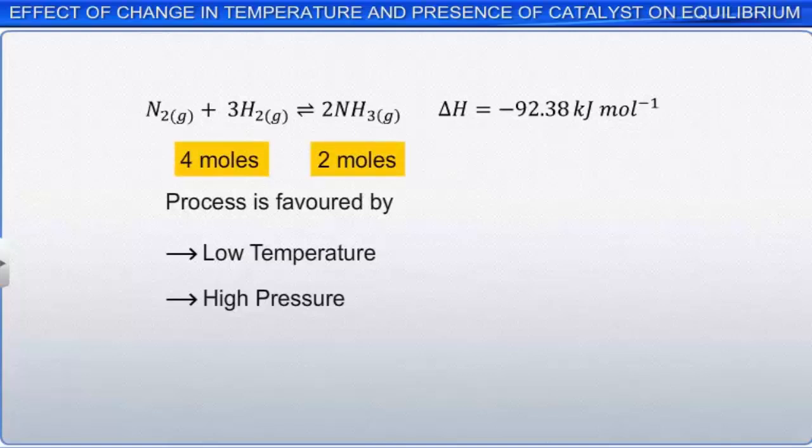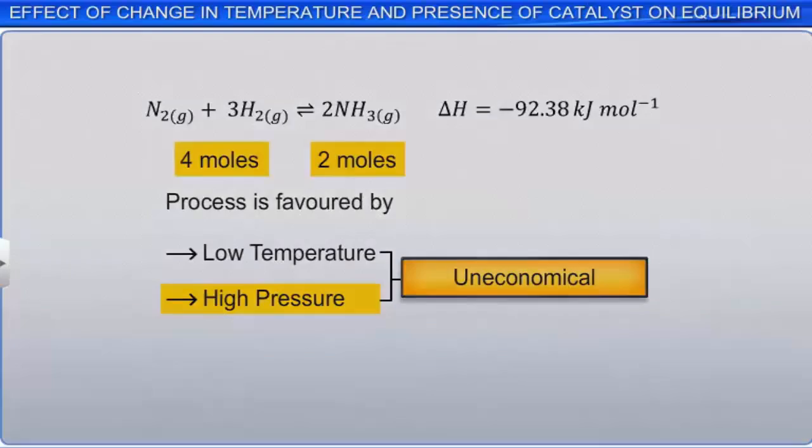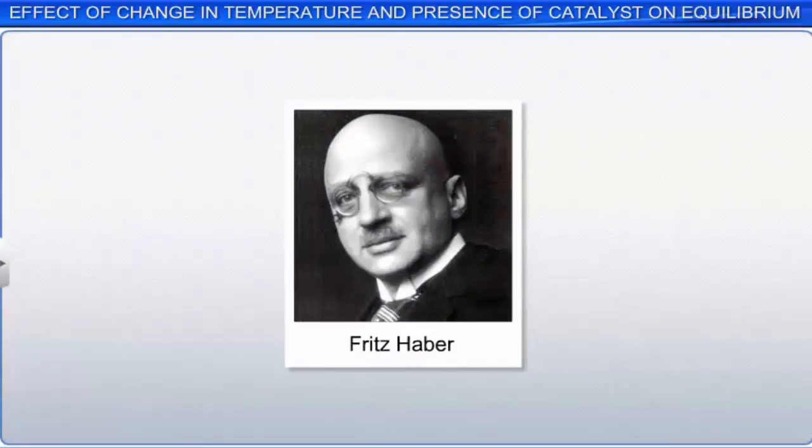However, the conditions cannot be maintained because at low temperature, the reaction is so slow that it makes the process uneconomical. High pressure gives a high yield of ammonia, but the higher the pressure, the greater is the cost and maintenance of the equipment. Fritz Haber, a German chemist, discovered that using a catalyst consisting of iron permits lower operating temperatures and a moderate pressure.